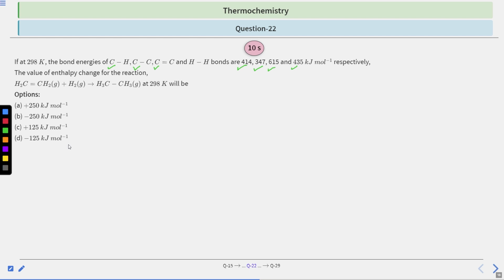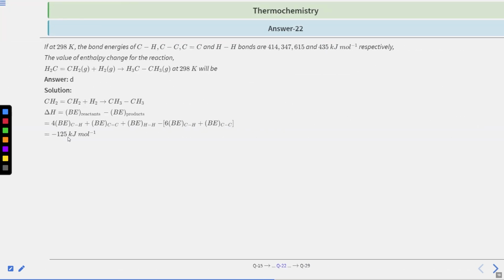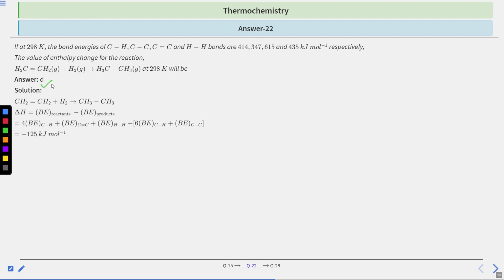After that, we will see the answer. Okay, so the correct answer is option D. So we have this equation given in the question, right? We have been given the bond energies of different bonds, and we have to find the value of enthalpy.